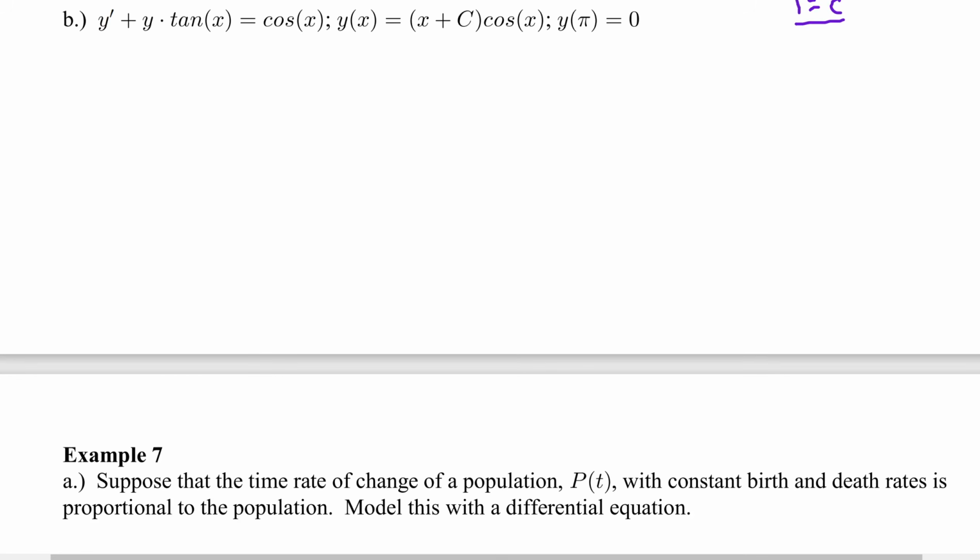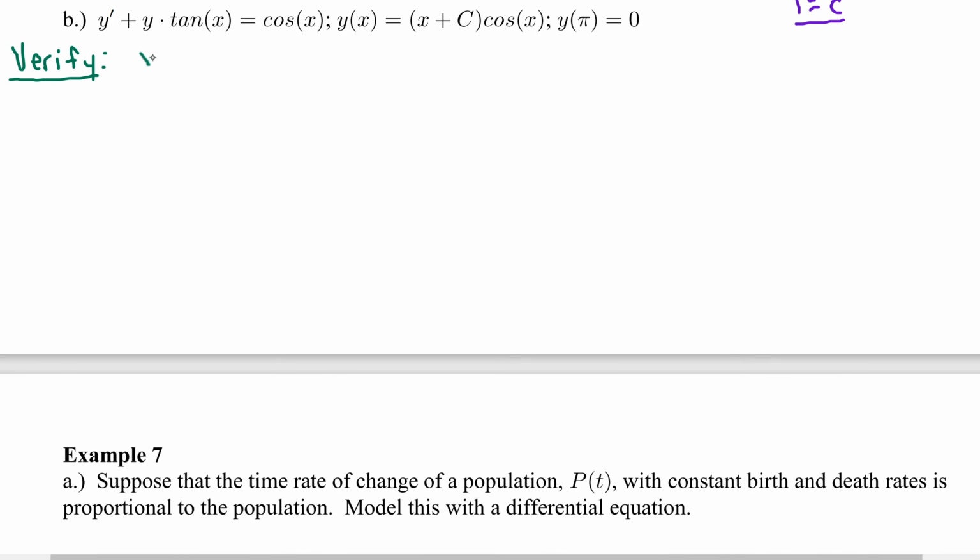Let's try it again. We have y prime plus y tangent of x equals cosine of x. We have a first order differential equation, dependent variable y, independent variable x. We have a general solution provided, y of x equals x plus c times cosine of x, and we have an initial condition, y of pi equals 0. The first thing that we want to do is verify that the provided solution is in fact the general solution to this differential equation.